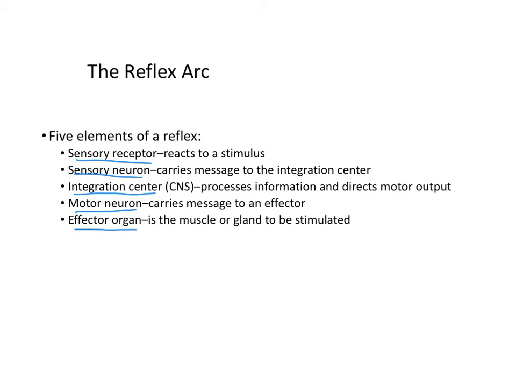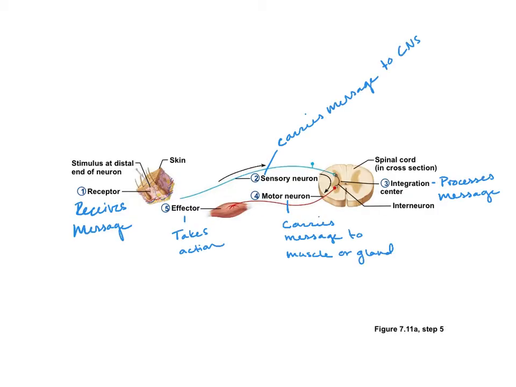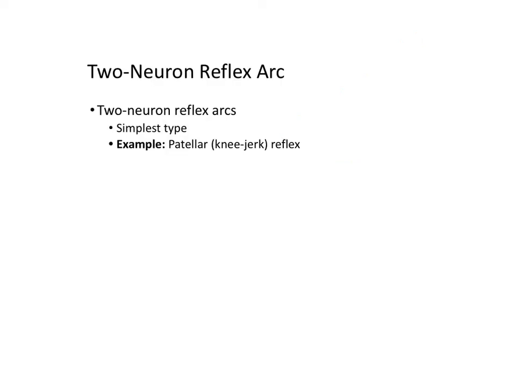The motor neuron carries the message to an effector, and the effector organ is the muscle or gland that is stimulated. So the receptor receives the message. The sensory neuron carries the message to the central nervous system. The central nervous system is the integration center that processes the message. The motor neuron carries the message to the muscle or gland, and the effector, which is the muscle or gland, takes action.